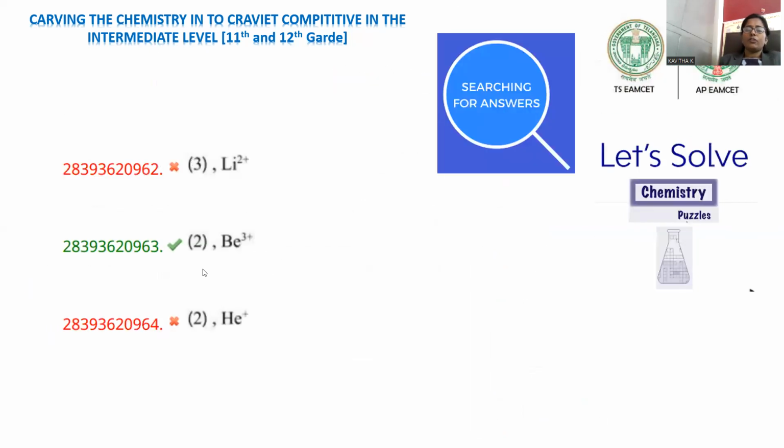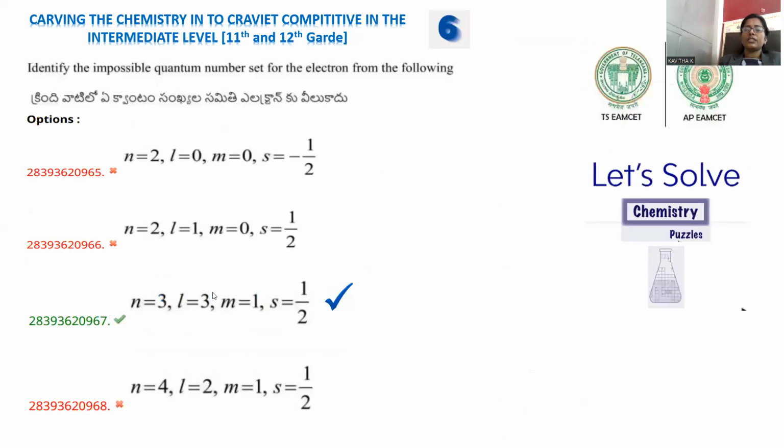For question number 5, option number C will be the correct answer. Move on to question number 6, the last question of today's session. Identify the impossible quantum number set for the electron from the following.